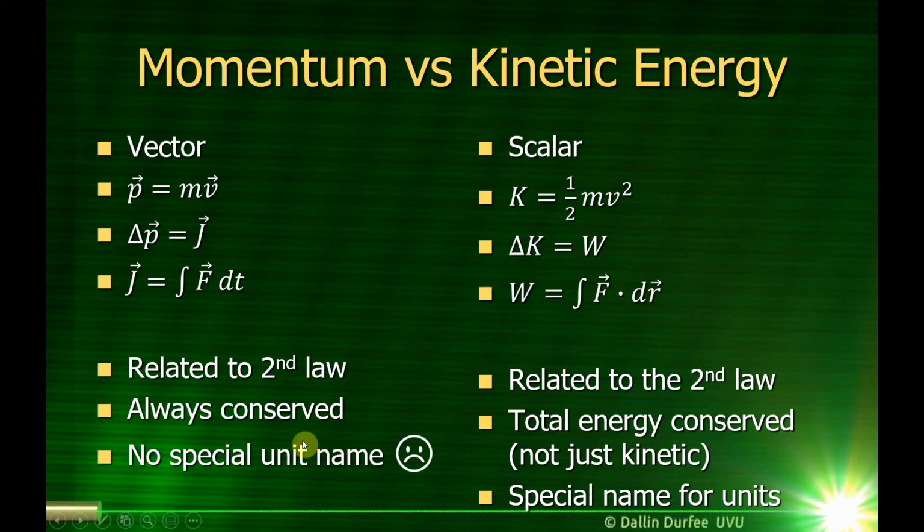Momentum is always conserved. Total energy is conserved, but there are lots of different forms of energy, so kinetic energy is not always conserved. We have a special name for the units of energy. Energy is kilograms meters squared per second squared, and we call those joules. There's no special name that I'm aware of for momentum. It's just kilograms meters per second. Sad. Anyway, that's the end of our discussion on momentum.